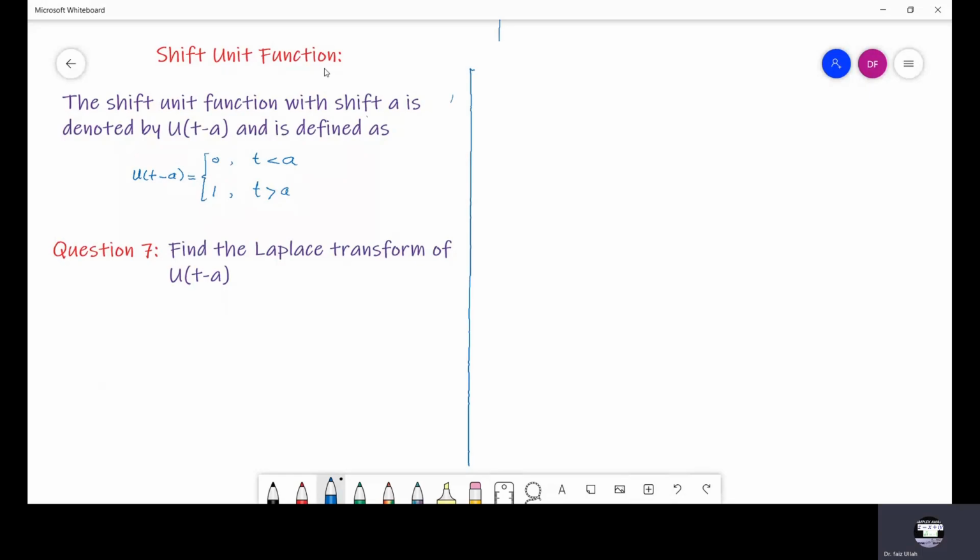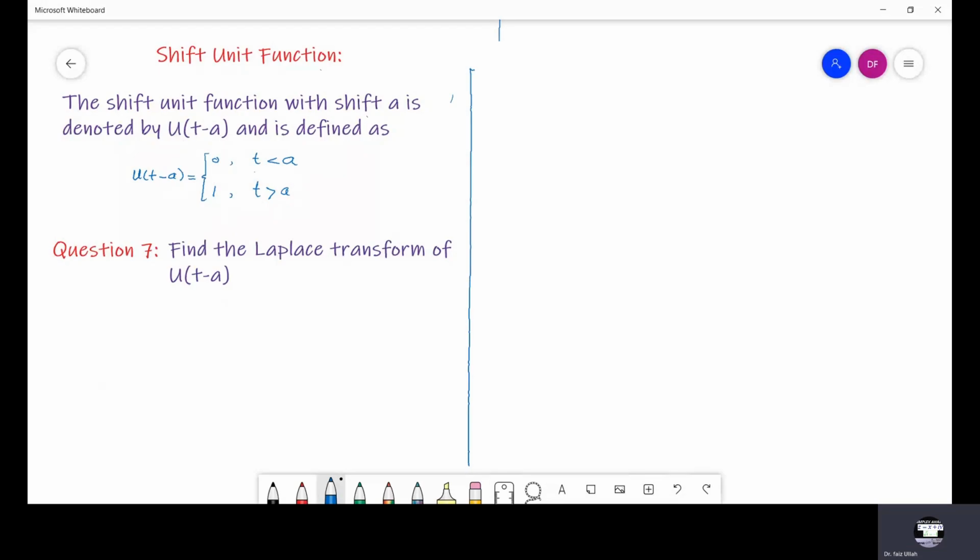The shift unit function is denoted by u(t − a) with shift a and is defined by u(t − a) equal to 0 if t is less than a, and this is 1 when t is greater than a. Question number 7. Find the Laplace transform of u(t − a).